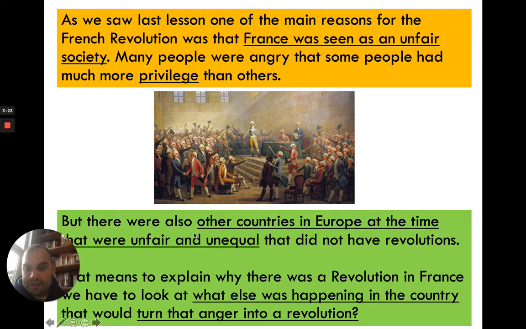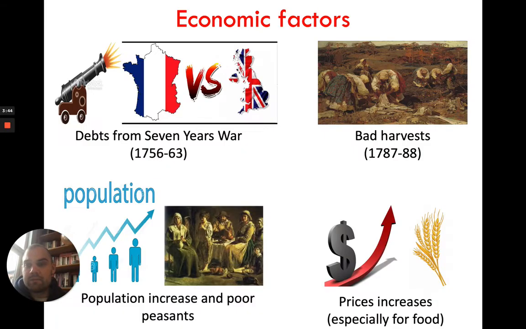So we saw last lesson that French society was very unequal and unfair, but that on its own wouldn't have been enough to start a revolution. If that was the case, there would have been lots of countries in Europe at that time which would have also had revolutions, okay? So there are important background reasons to do with the structure of society, but there are also some short-term reasons that trigger the French Revolution happening in 1789.